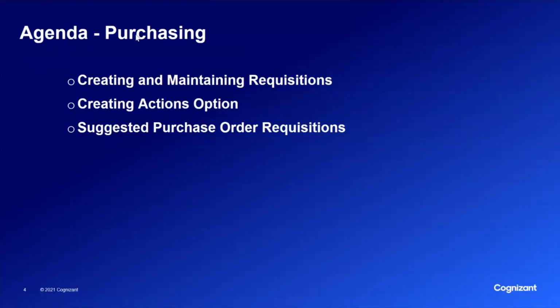All right, so our agenda for today, reviewing the purchasing process, will begin with creating and maintaining the requisitions within our system, along with then reviewing the create action options and consolidating those needs across your product on one purchase order. And then we'll also be reviewing the suggested purchase order requisition process as well, which is helping to streamline the ordering process using rules-based automation.